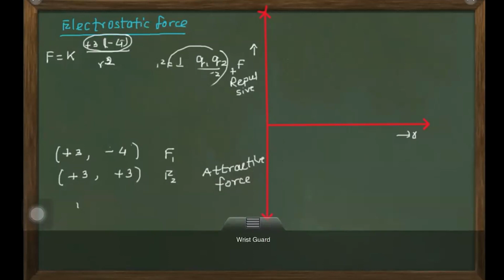So the graph of this force will be like this. R square, you have to take, let me correct it. If there is a square term, then the graph will be a little bit parabolic in nature. And here it will be positive in this way. So this is F2 and this is F1. So this is the graph of electrostatic force.